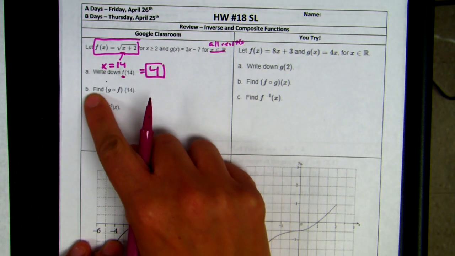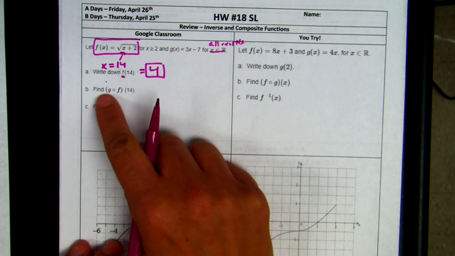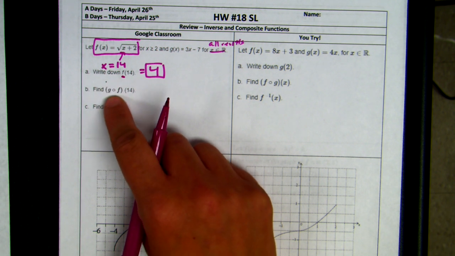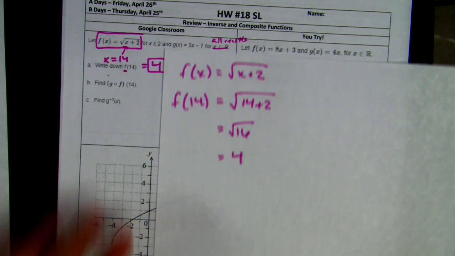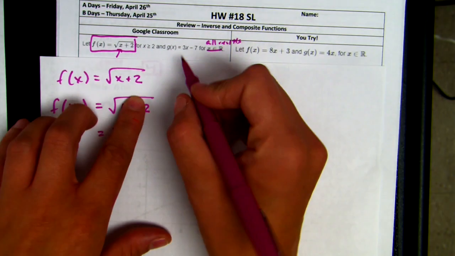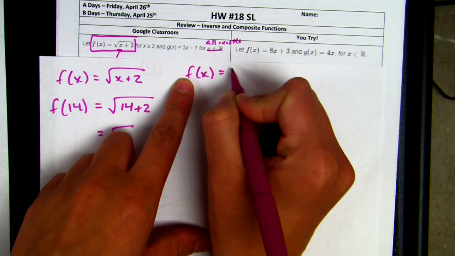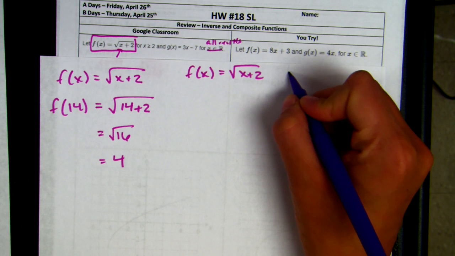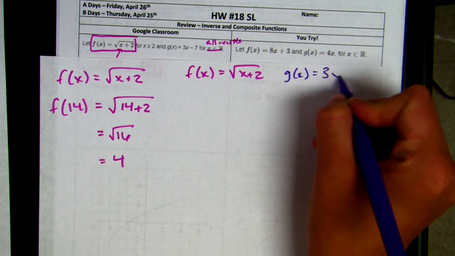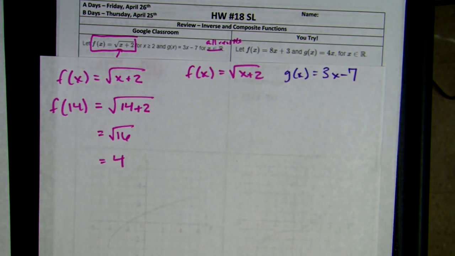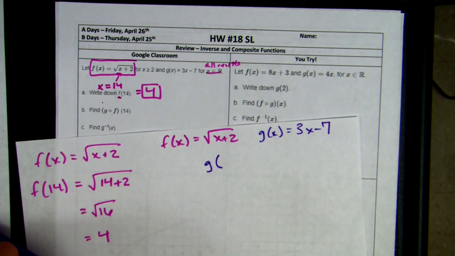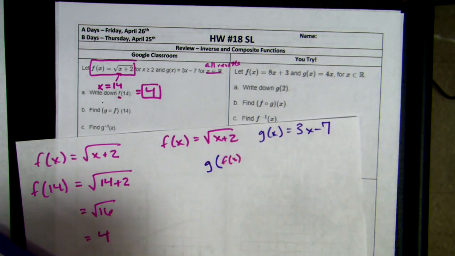Okay. Next it says find g of f of 14. Now this is my composite function, or function within a function. So I'm going to write my two functions in different colors here. I have f of x is equal to square root of x plus 2, and I have g of x is equal to 3x minus 7. My question asks for g of f of x.